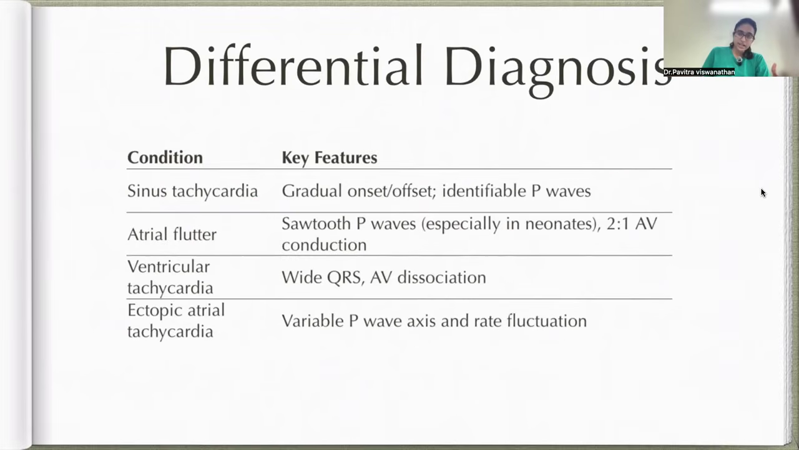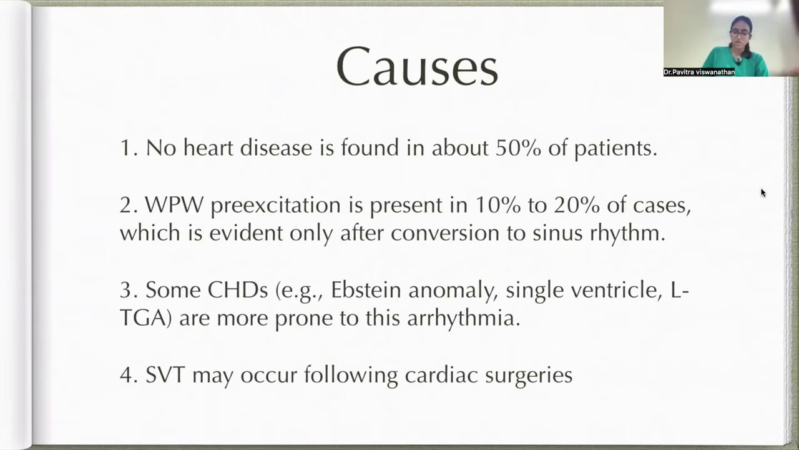So, differential diagnosis for any child who's coming with a fast heart rate: first you need to know whether it is sinus tachycardia or not. If it is atrial flutter, you will see sawtooth P waves. If it is ventricular tachycardia, then the QRS complex is going to be wide and you will see AV dissociation. And if it is ectopic atrial tachycardia, then you will see changes in the P wave axis and there will be rate fluctuations.